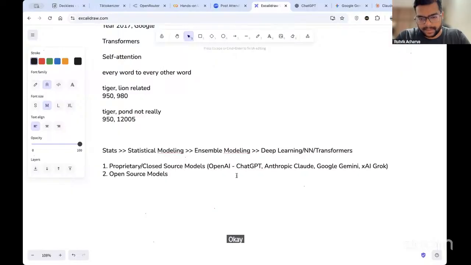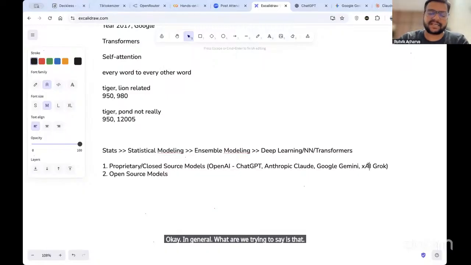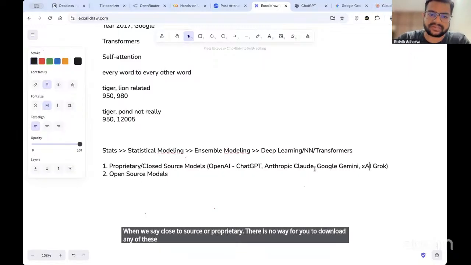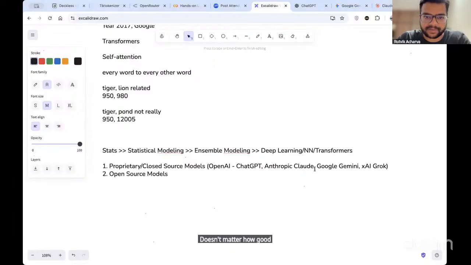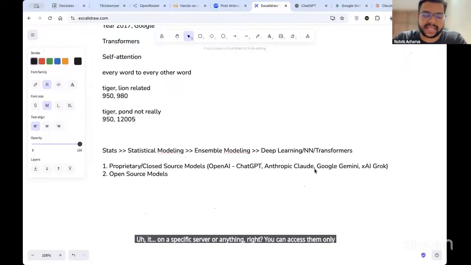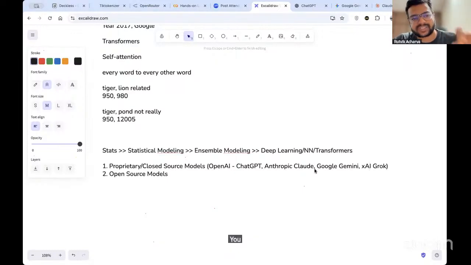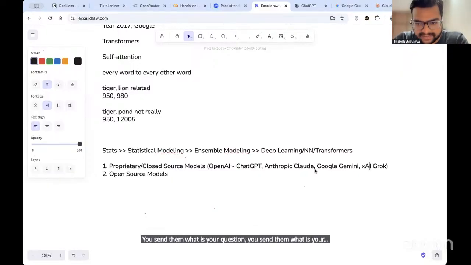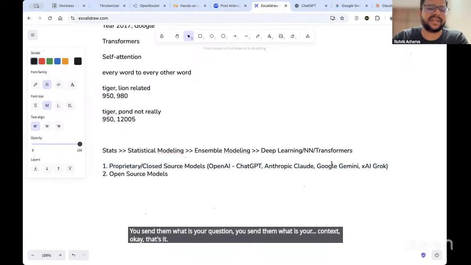Okay. In general, what we are trying to say is that when we say closed source or proprietary, there is no way for you to download any of these models on your local system. Doesn't matter how good your hardware is, you cannot even have access to it on a specific server or anything, right? You can access them only through a specific API. You send them your question, you send them your context. Okay, that's it. And then they will give you a response.